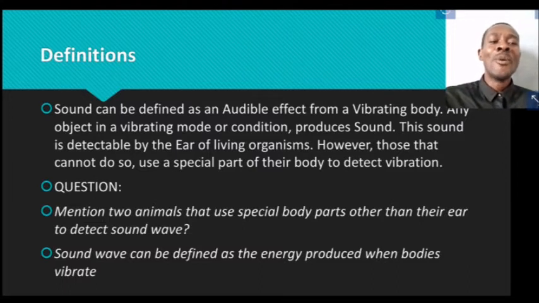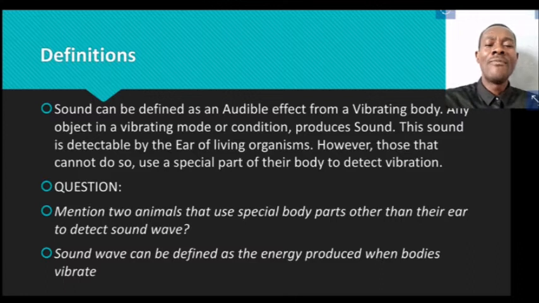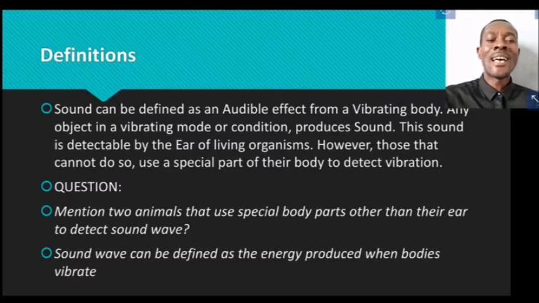All right? So this sound is detectable by the ear of living organisms. However, there are some living organisms that don't have a specialized sense organ of hearing, but they have very special parts of their body for detection of vibration. And as a question, I want you to mention 2 animals that use special body parts other than their ear to detect sound.